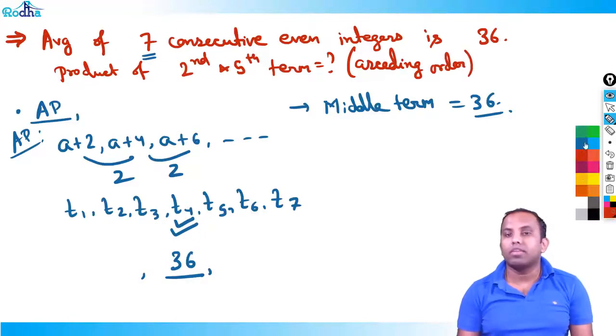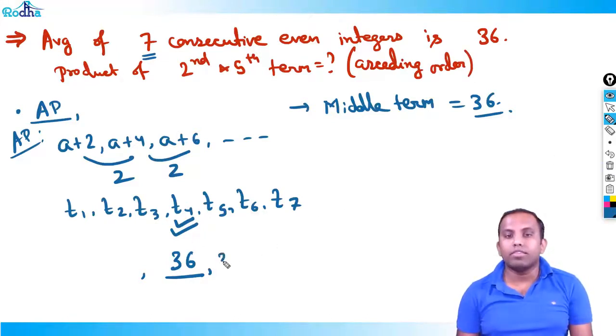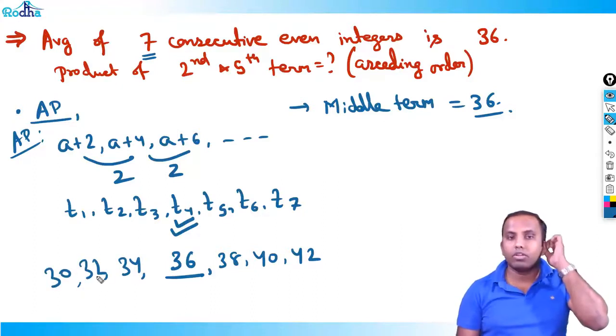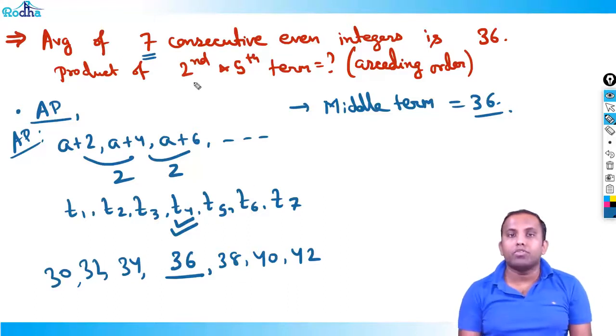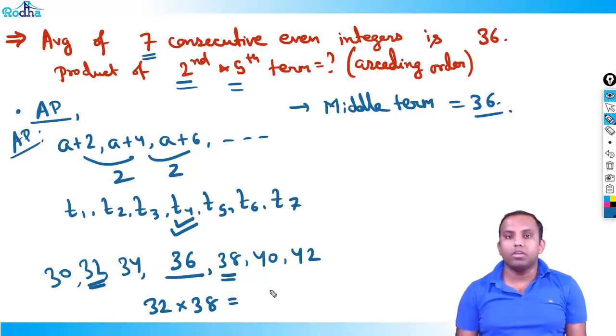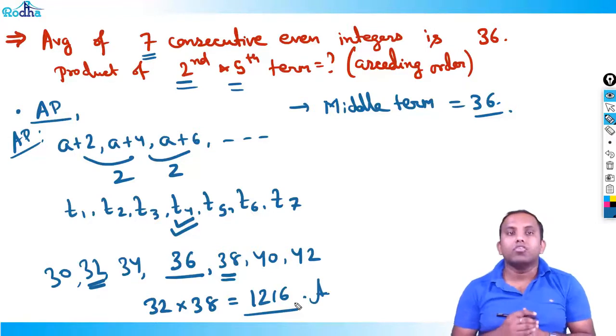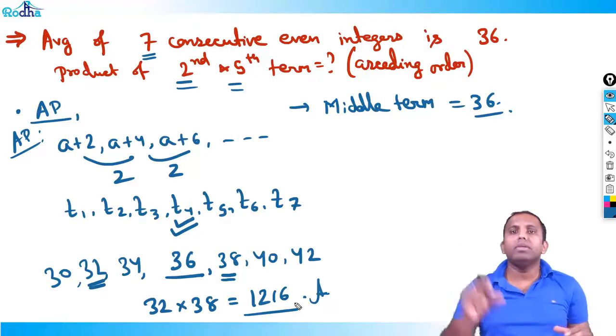Now what is the series? If T4 is 36, what is T5? 38. T6? 40. T7? 42. T3? 34. T2? 32. T1? 30. That's it, right? We got all the terms. I need the product of T2 and T5. T2 is 32 and T5 is 38. So 32 into 38. You can solve it and get the answer: 1216. This is a funda, right? The average of 7 consecutive even integers is 36, which means the middle term will be 36.